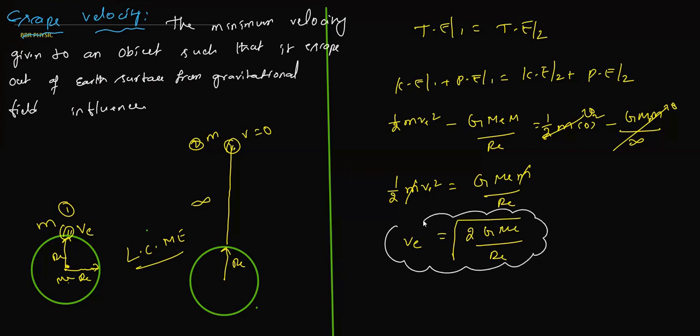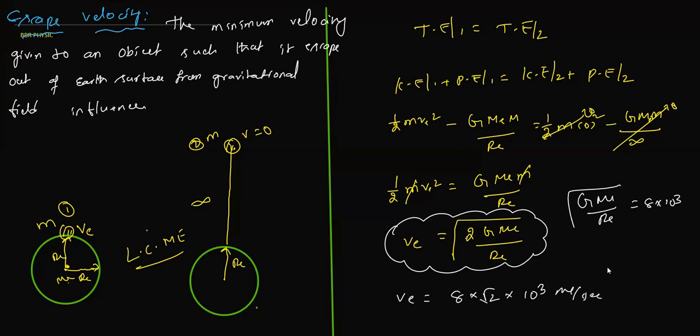And you know the value of under root GME by RE already. How much is that? 8 into 10 raised to 3. So VE can be written as 8 into root 2 into 10 raised to 3, because GME by RE under root is 8 into 10 raised to 3, and that root 2 is extra. So 8 root 2 into 10 raised to 3 meter per second.